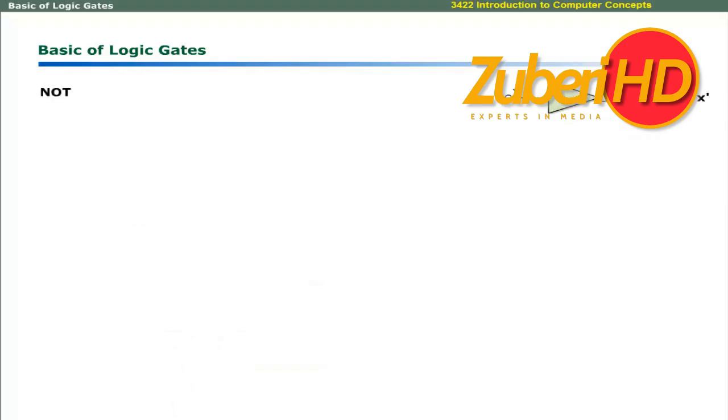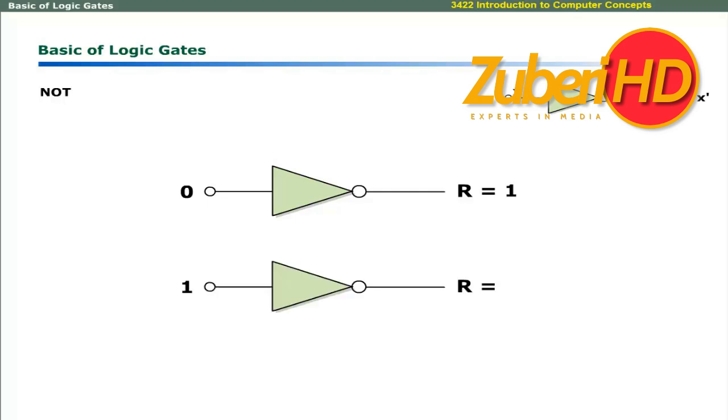NOT gate inverts the value of input variable. The input is inverted when it is passed through the logical NOT gate. Physical representation of NOT gate is like this. If input is 0, the output is 1, and if input is 1, the output is 0.